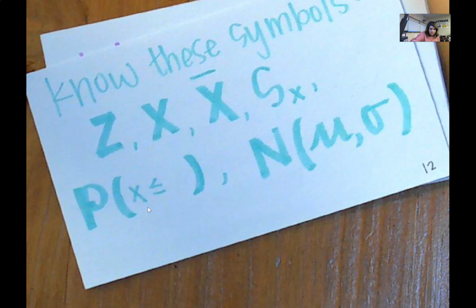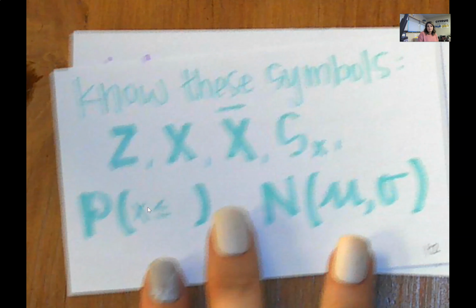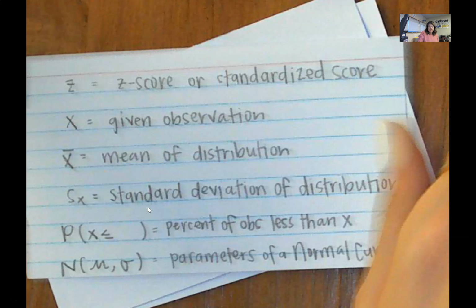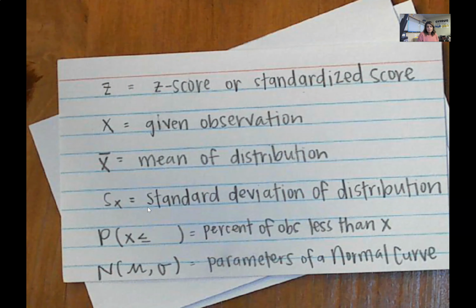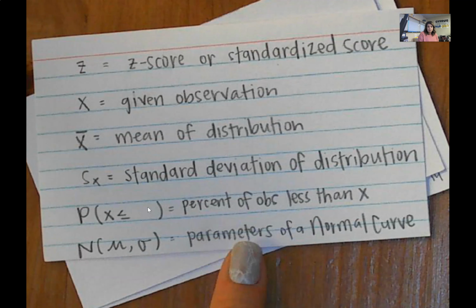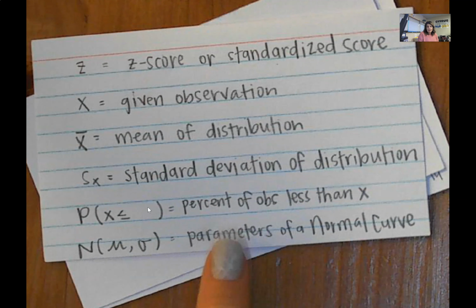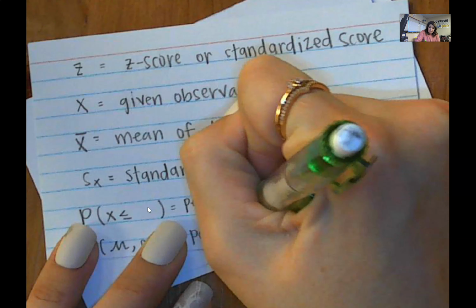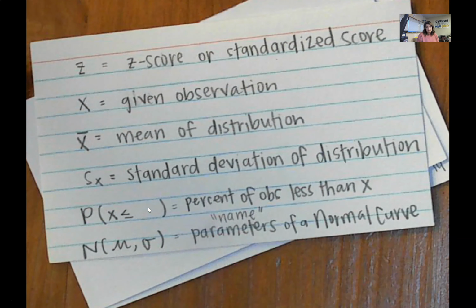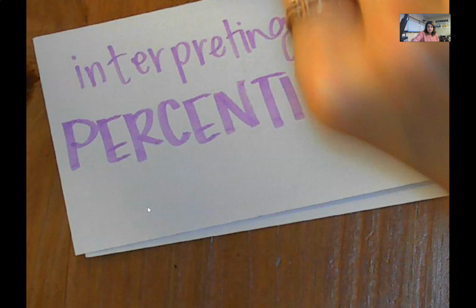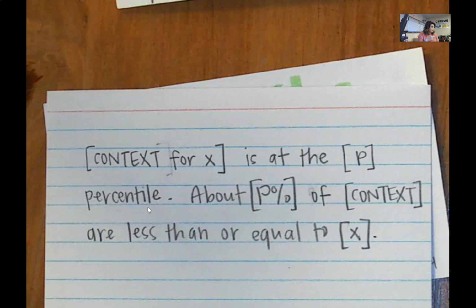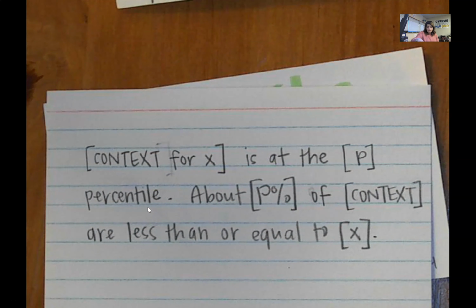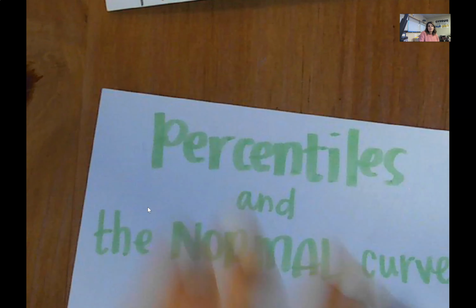Okay, we're getting close. We're about to hit that 20-minute mark. Know these symbols. This is obvious, I think. Remember that if you ever draw a normal curve, you write down the parameters, or the name of the normal curve. Instead of saying parameters, I always say you've got to name it. I should really just say write your parameters down. Interpreting a percentile. This just comes directly from your notes. You do this in your practice test. And lastly, percentiles and the normal curve.